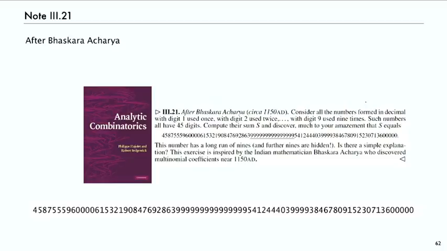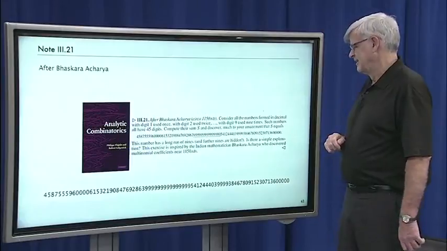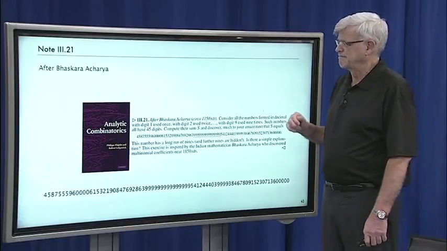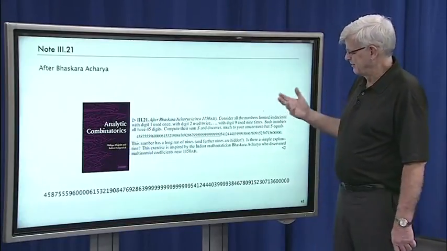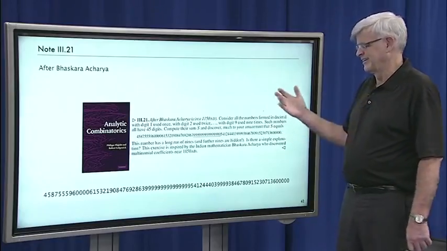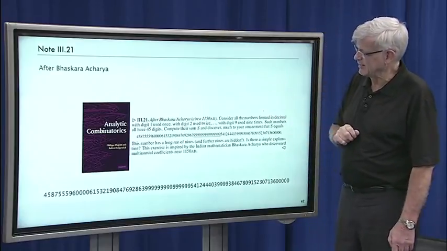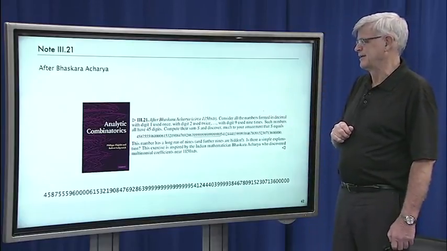If you do that with an extended precision arithmetic package, you'll find out that you have a huge number of 9s in a row, and actually lots of other 9s. And so you're supposed to explain that. This was actually discovered in 1150 AD. And so maybe with analytic combinatorics we can better understand it.